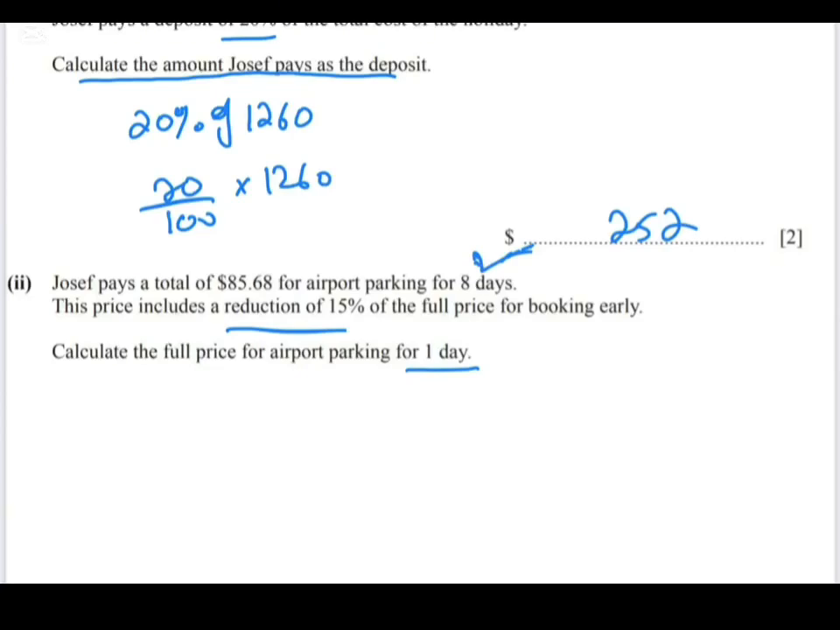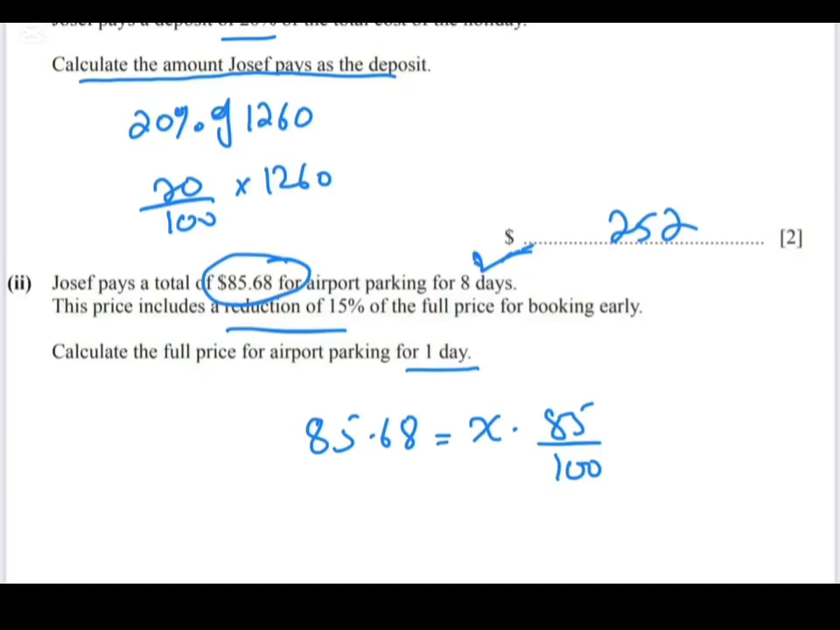The important thing in these questions is that the wording is very important, because if you don't read the question correctly, then you will get the wrong answer. So the wording is very important in these types of questions. So how to solve these types of questions? Basically this amount is the price including the reduction of the full price of booking. So first, 85.68 is equal to x. We don't know the original value. 100 minus 15, it will become 85, divided by 100.